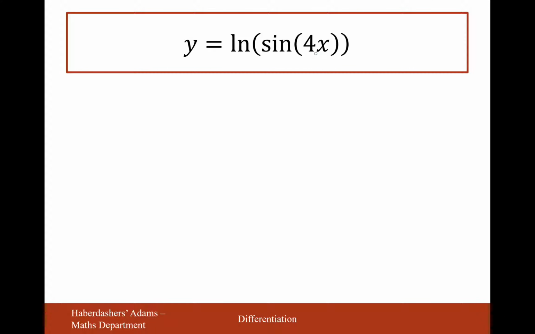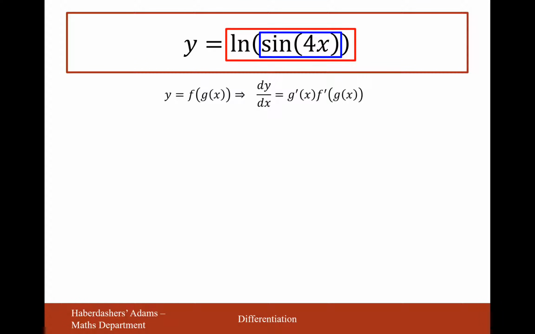Next one, we have ln of sine 4x. So this is an inside function, outside function question. The inside function here is sine 4x. The outside function is ln. So let's get started on differentiating this. The inside function is sine 4x, so that will differentiate to 4 cos 4x. And then the differential of the outside function is 1 over x, but it's not 1 over x, it's 1 over the inside function sine 4x. So putting this together, we get 4 cot 4x, because cos over sine is cot.